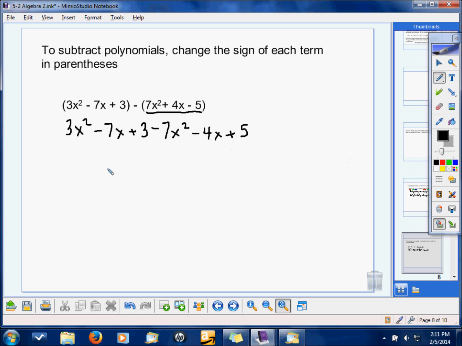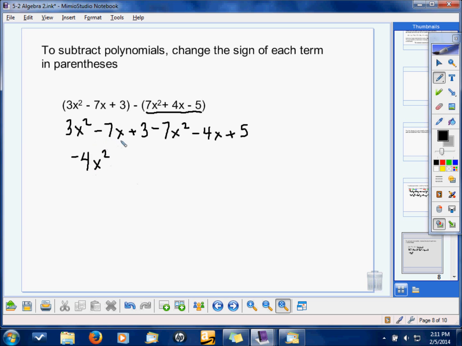So let's look for the like terms. Philip, what's a like term with 3x squared? Negative 7x squared. So what do you get when you put that one together with that one? Negative 4. Good. Negative 4x squared, and I'm glad you didn't change the exponent because you don't do that.